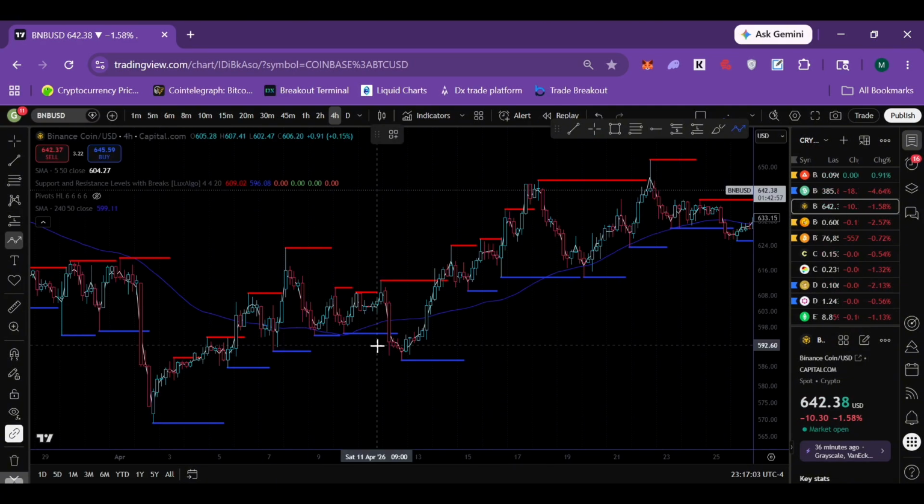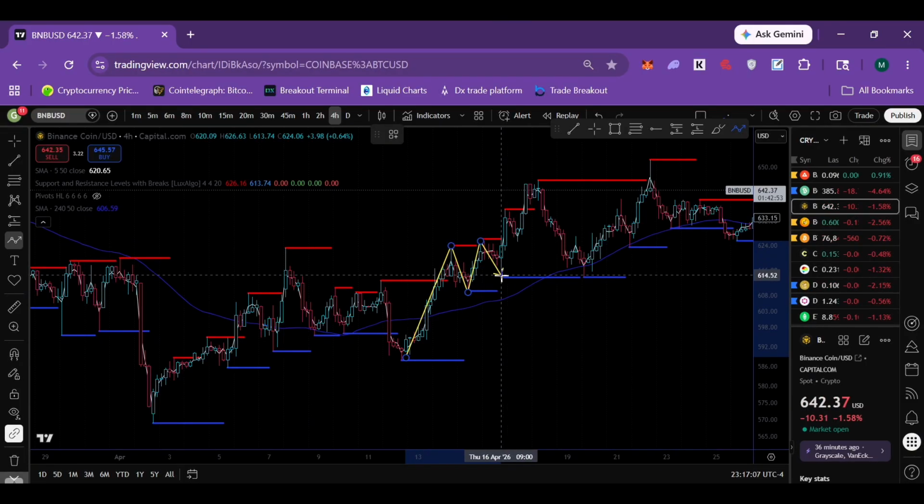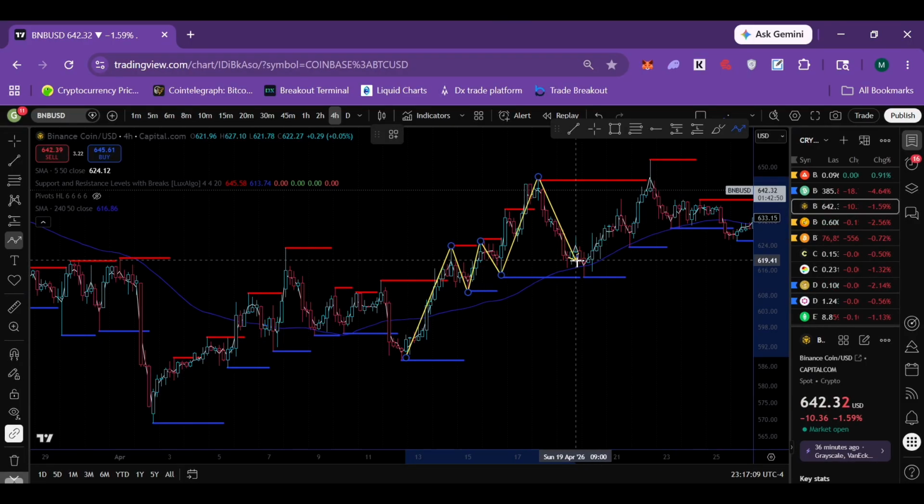So we see here, 1, 2, 3, and it's pulled back. Then we also get another opportunity over here, right?